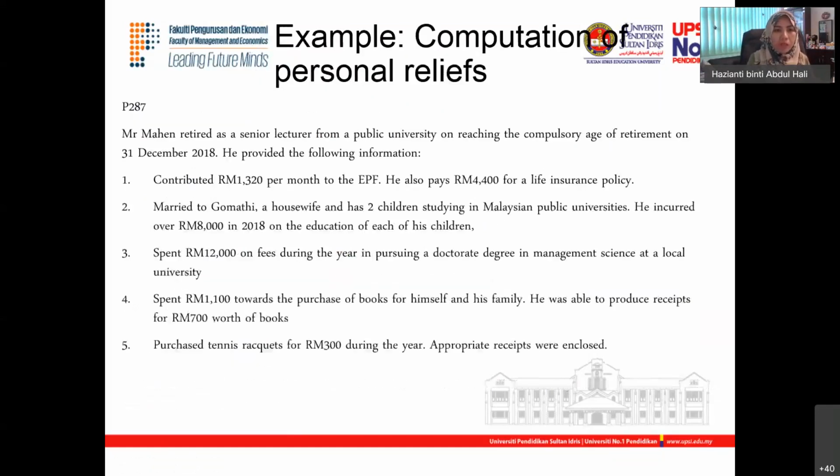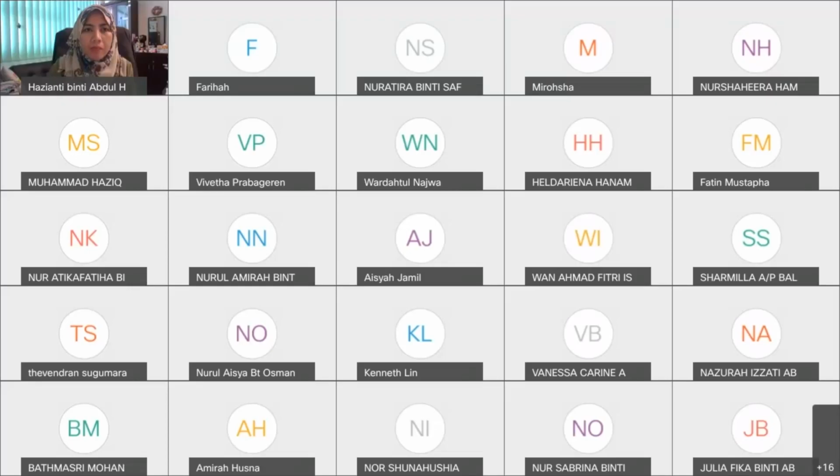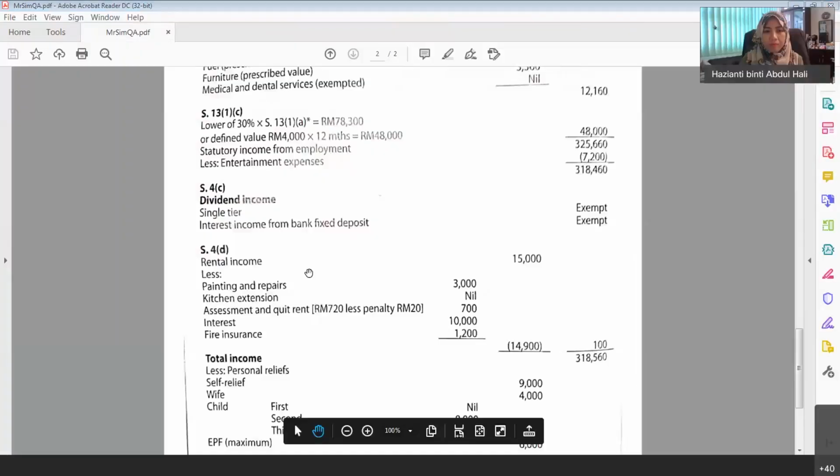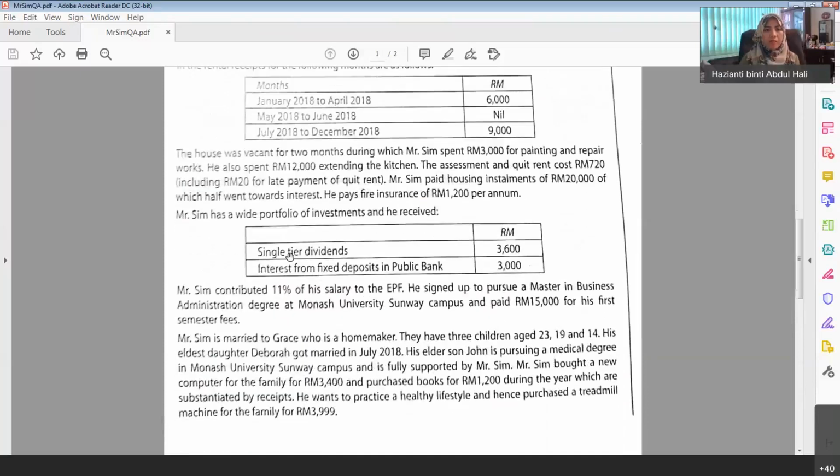Alright, next one, I want you to go back to Mr. Sim. Mr. Mahen ni nanti dulu, tunggu sekejap. Kita pergi balik dekat Mr. Sim tadi. Alright, so tadi Mr. Sim we stop here, dia dapat dividen dengan interest. Next one, we have here additional information. Mr. Sim contributed 11% of his salary to the EPF. Soalan saya tadi.